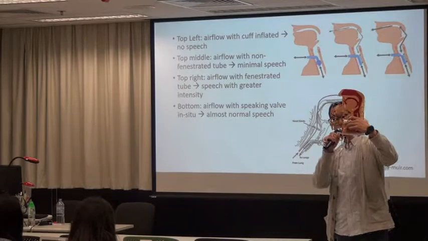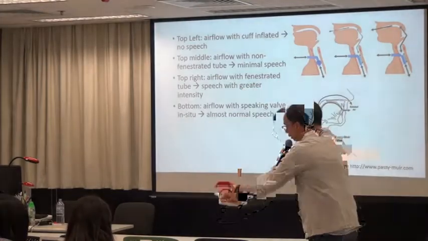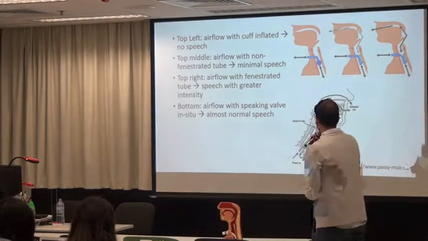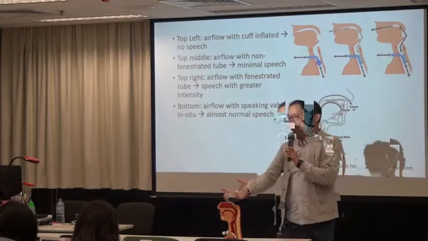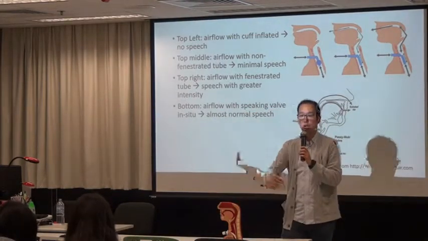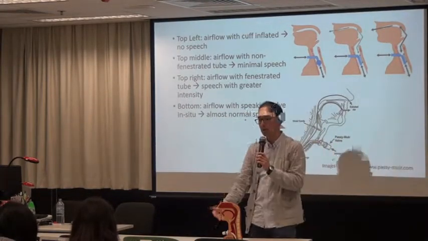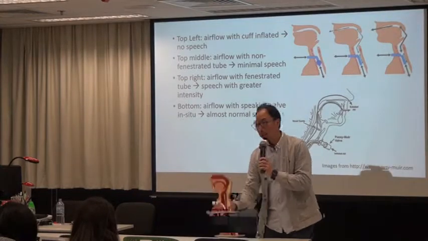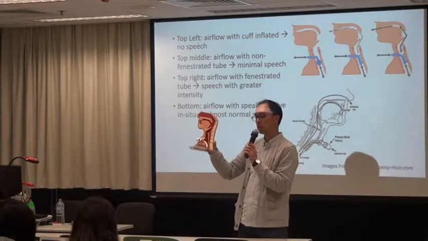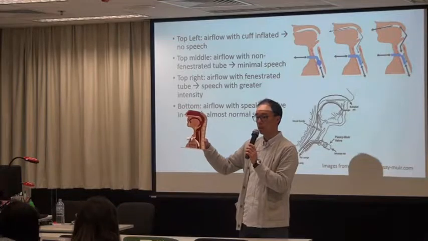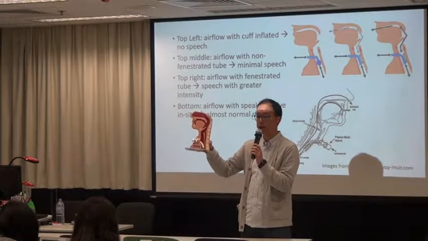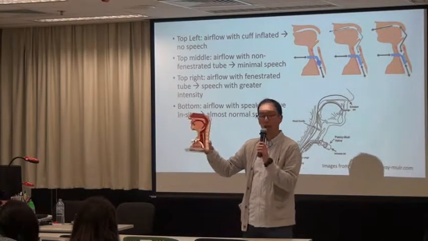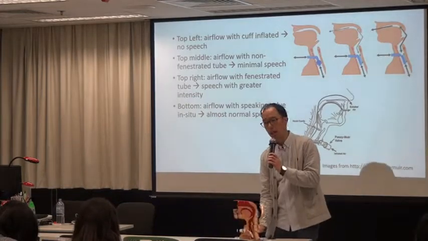Okay, so this is a speaking valve being put on the tube, and this valve allows air to go in but not out. Inhalation is still possible through the tube, but how about exhalation? What's going to happen with exhalation when the speaking valve is put in? It's a one-way valve. So how is the exhalation going to be?